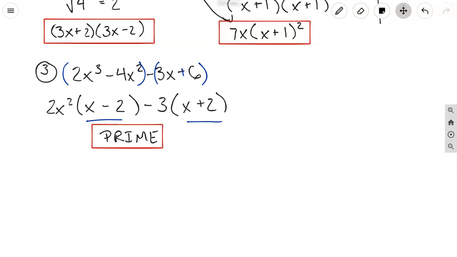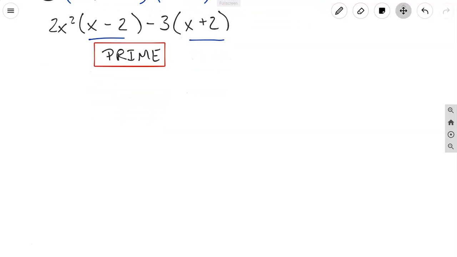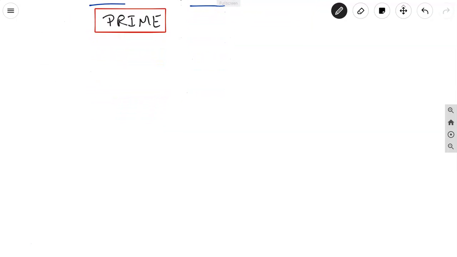So we're going to go ahead and move down to another question. Let's do question number 4 for us. Let's do x squared minus 8x plus 16.